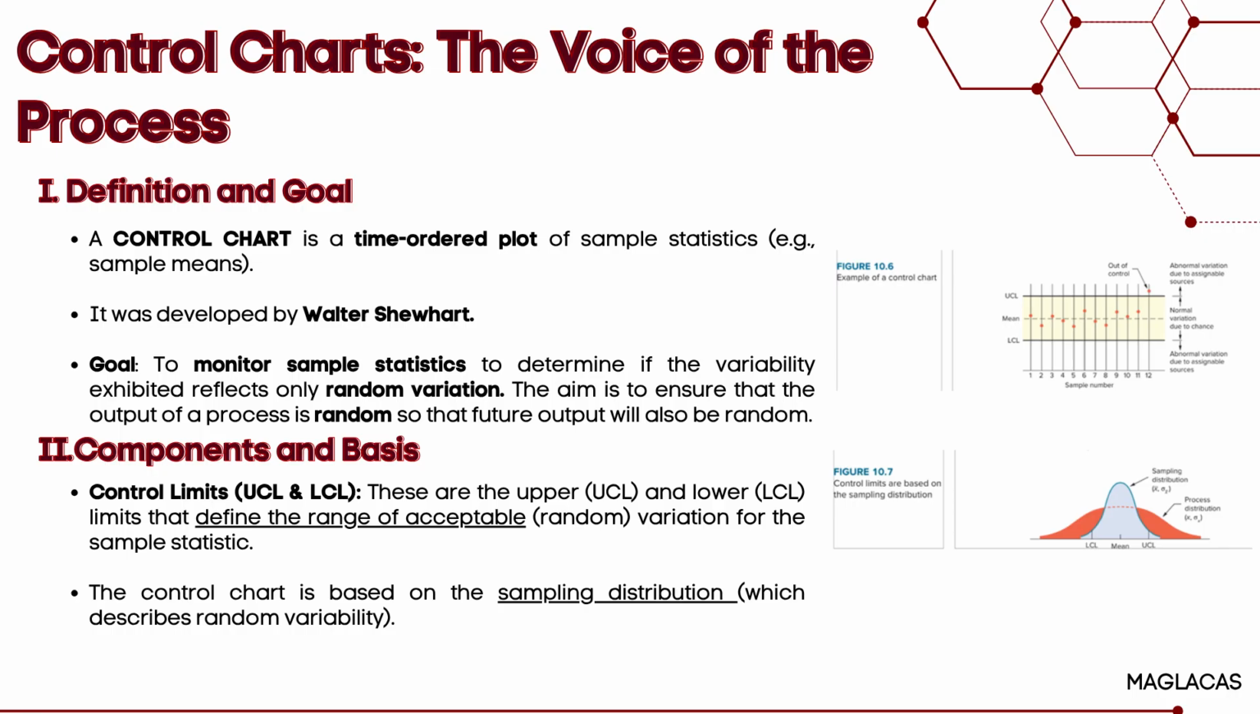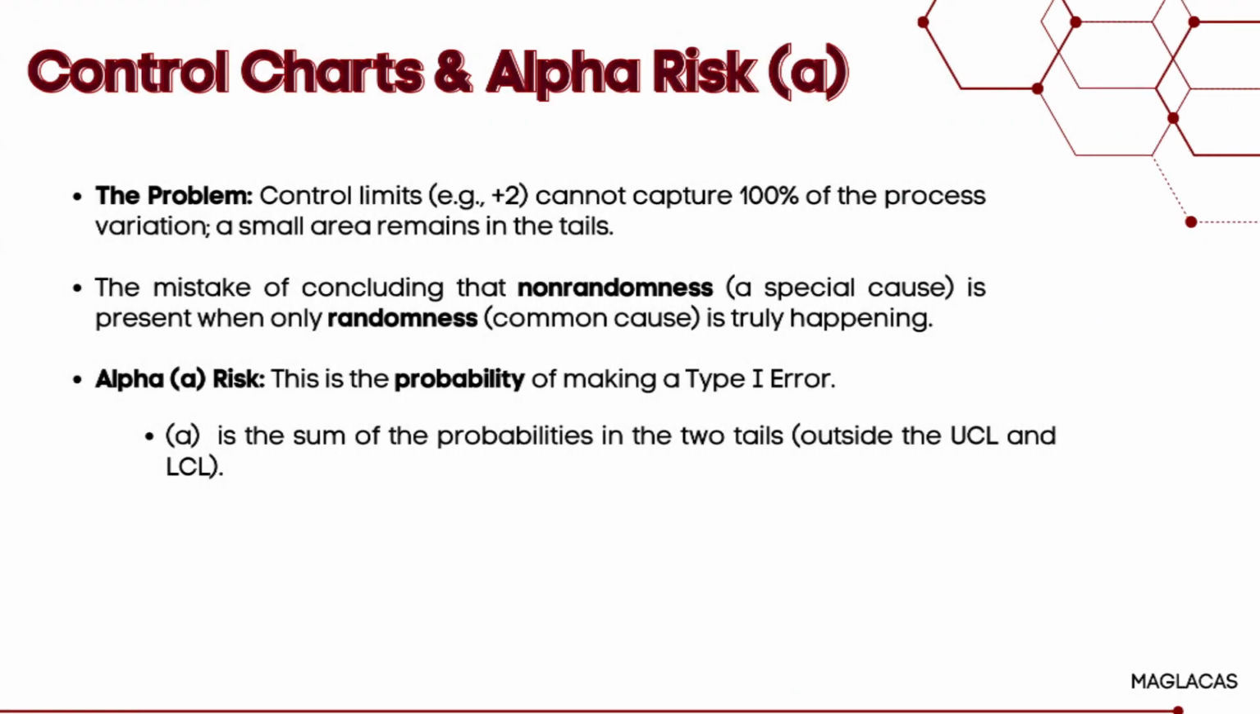The most important lines are the control limits, the upper control limit and the lower control limit. These lines define our range of acceptable random variation. So control limits have one crucial and significant flaw, and that is that they cannot 100% capture the process variation. A small probability area still remains in the tails, and this causes two risks, which are the alpha risk and the beta risk, also known as type 1 error and type 2 error.